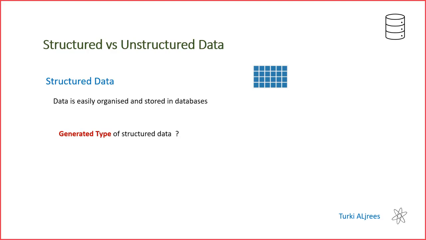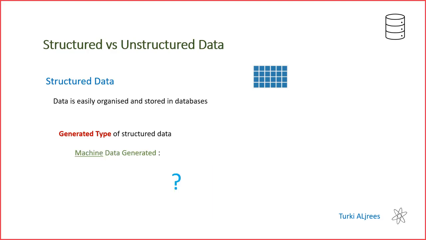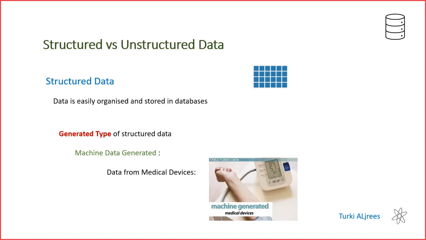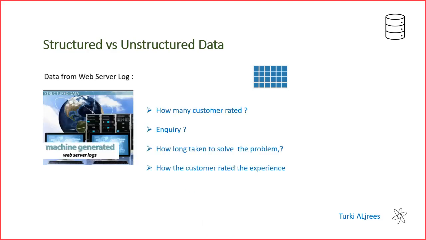So how is this data generated, or where did this data come from? This data came either from human beings, or human generated data, or it can be machine generated data. So the example we've seen earlier is human generated data. An example of machine generated data can be data from medical devices. Another example of machine generated data can be from a web server.